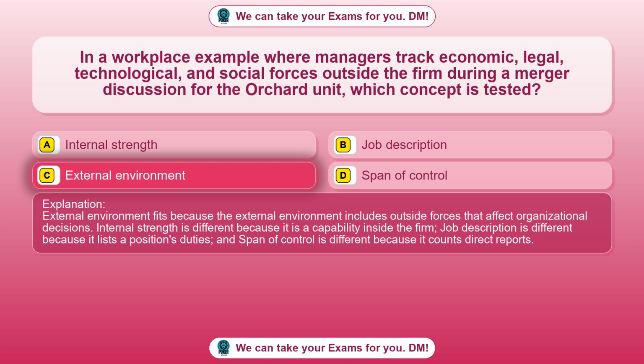External environment fits because the external environment includes outside forces that affect organizational decisions. Internal strength is different because it is a capability inside the firm, job description is different because it lists a position's duties, and span of control is different because it counts direct reports.